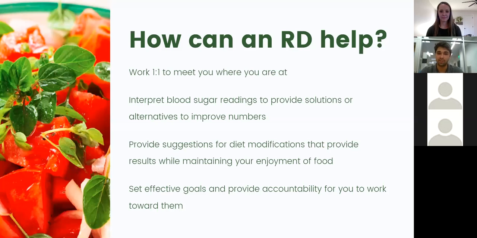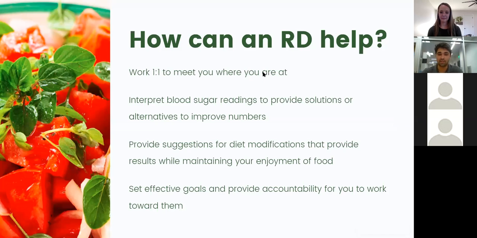So working with an RD is really important because we can figure out where you're at with your management, where you're at with your knowledge, and help you build from there. And then we can also look at your blood sugar levels and match them up to what you've been eating and see how different foods are affecting your blood sugar. We can see how different times of day are affecting your blood sugar. There's something called dawn phenomenon, which we'll talk about more in the next session.